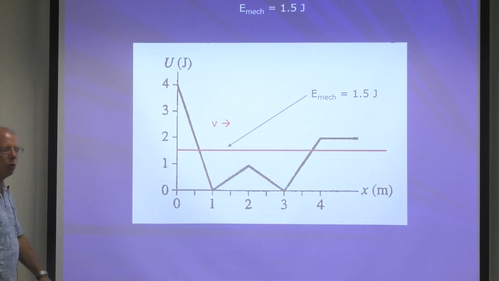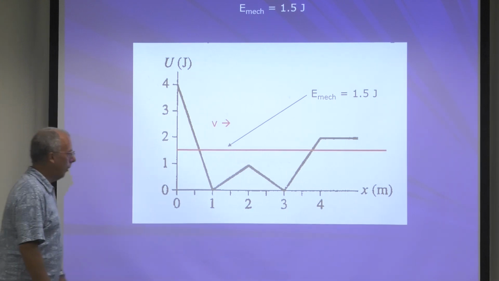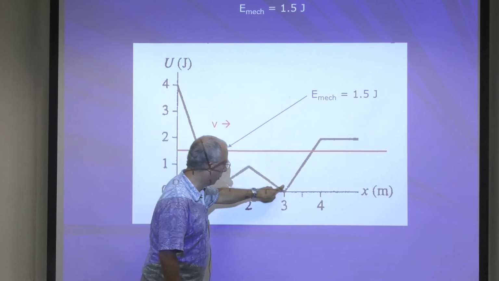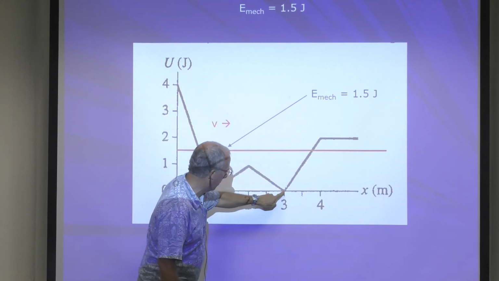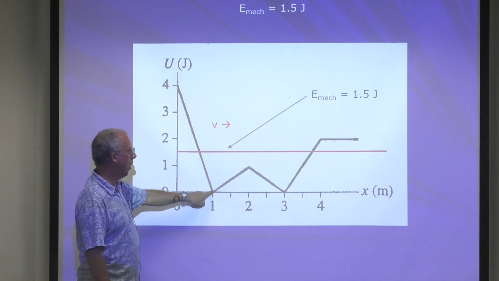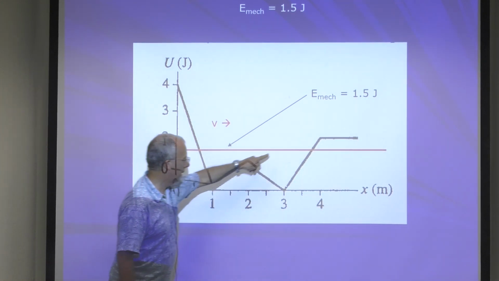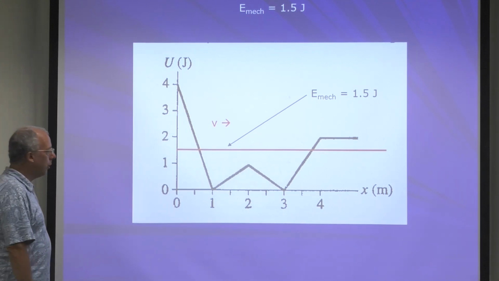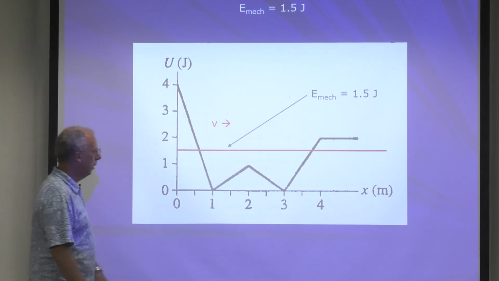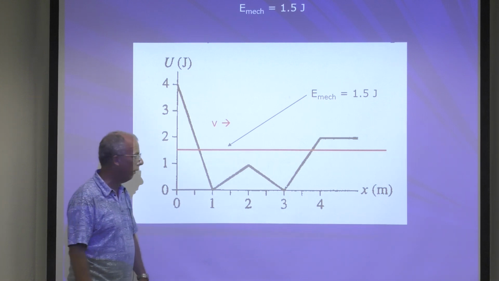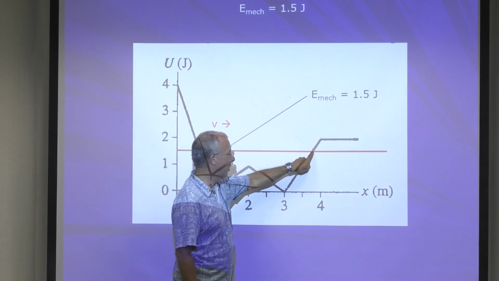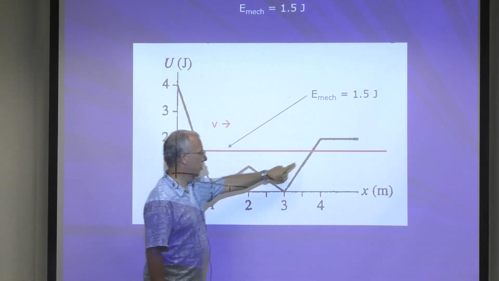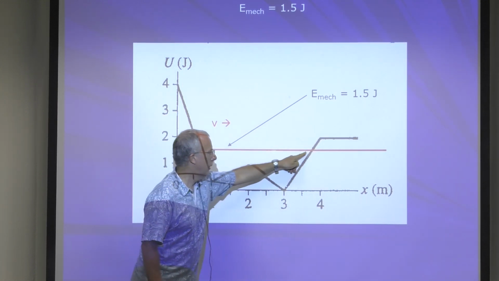Where is the speed the greatest? Well, where's the kinetic energy the greatest? At x equals 1 and at x equals 3, right? Because this is all kinetic, right? The potential energy is 0 here, so all of the energy is just kinetic energy. Turning points. Where does it turn around? In other words, where does it stop and turn around? Or here, right? Kinetic energy is 0 there. Kinetic energy is 0 there. So it just stops and turns around. Okay.